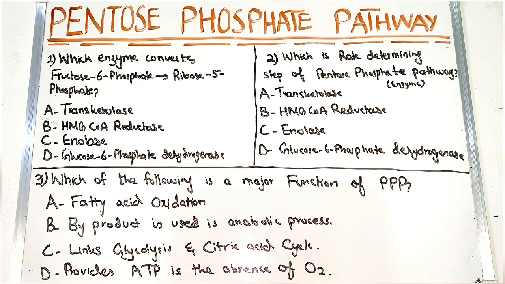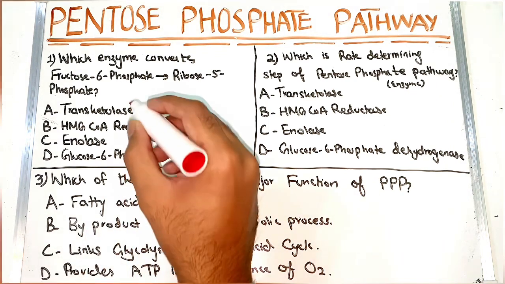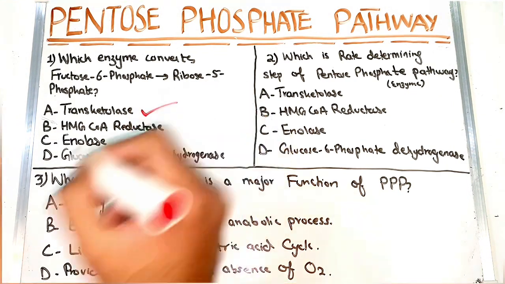So let's go on to the first MCQ, which is: which enzyme converts fructose 6-phosphate into ribose 5-phosphate? So let's see the options. We have four options: transketolase, HMG-CoA reductase, enolase, and glucose 6-phosphate dehydrogenase. It is a simple answer. If you go through the pentose phosphate pathway, the only enzyme which is used is transketolase.